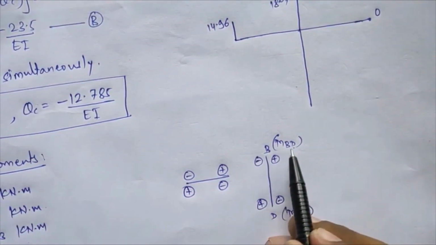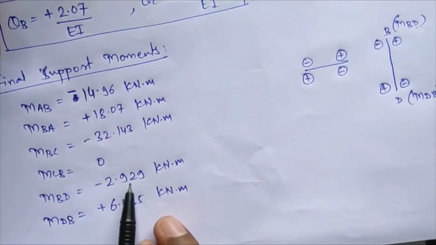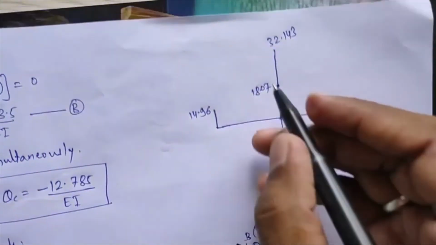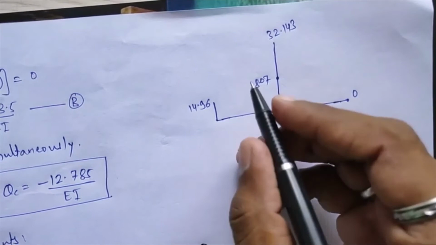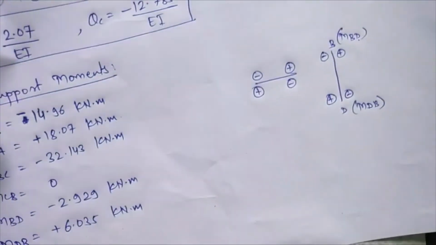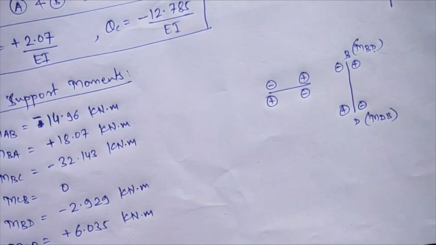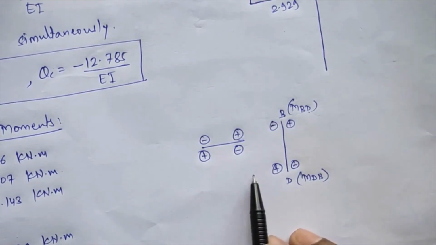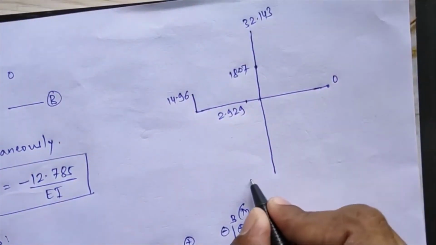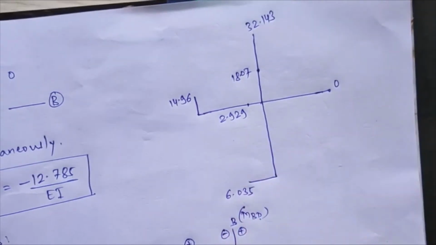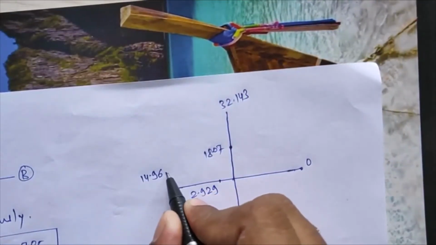We'll see MBD I am getting as minus 2.929 over there. So negative it is, it will be plotted on left hand side of your member. So somewhere here, that is 2.929 at your joint B. Okay, then at joint D you are getting MDB is equal to 6.035, that is positive, again on left hand side over there somewhere here, that is 6.035. And simply what you have to do, you have to join these lines over there.